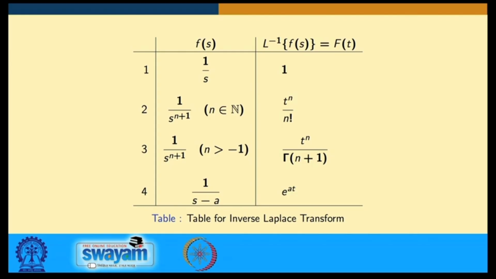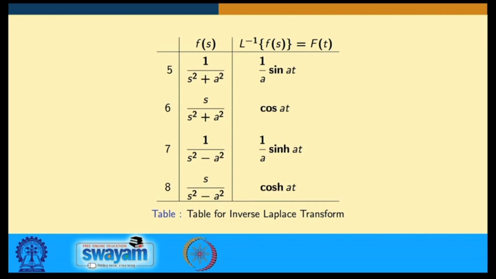For your easy remembrance, I have given a set of Laplace transforms and the corresponding functions. If the function is 1, the Laplace transform is 1 by s. If the function is t power n by factorial n, that is t to the power n by gamma n plus 1, the Laplace transform is 1 by s to the power n plus 1, where n is greater than minus 1. If the function is e power a t, the Laplace transform is 1 by s minus a.